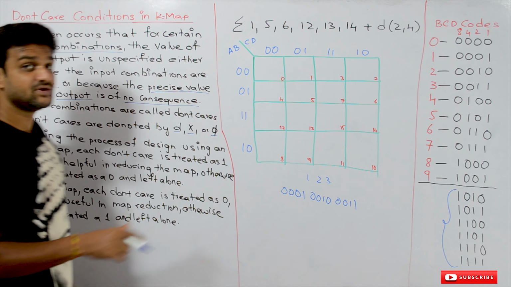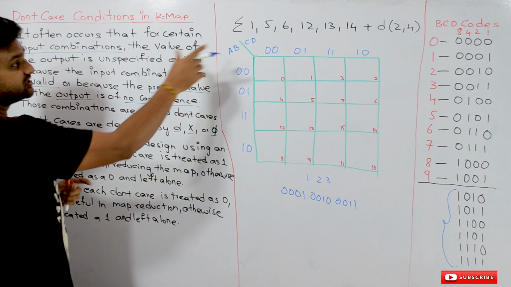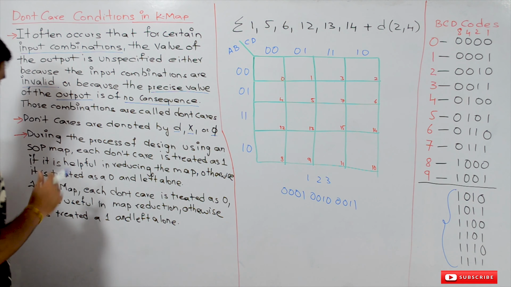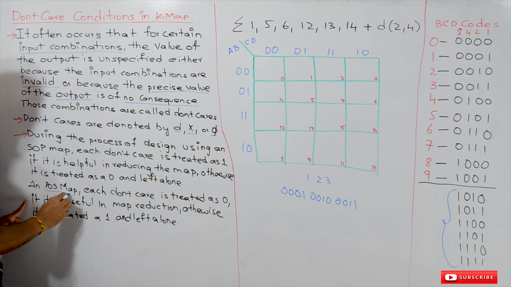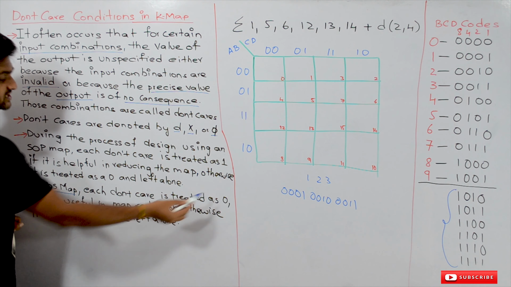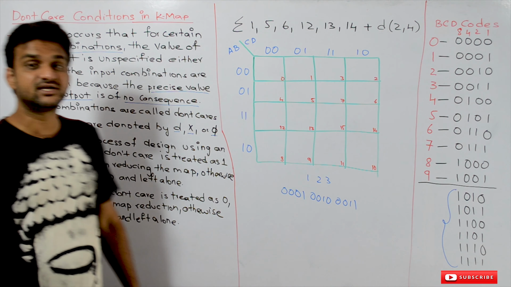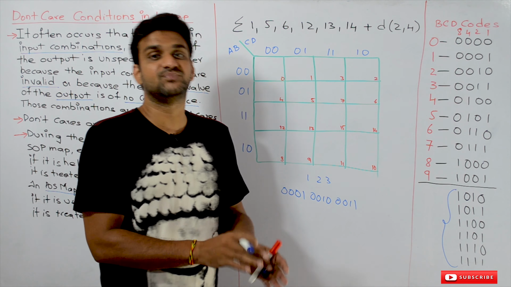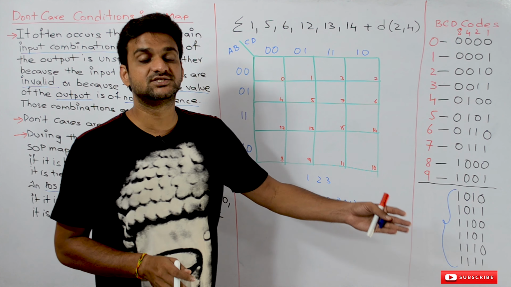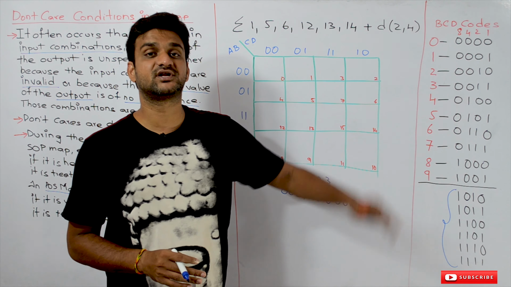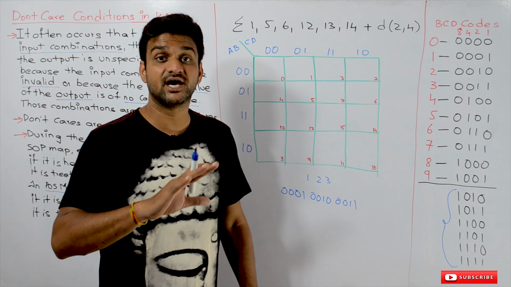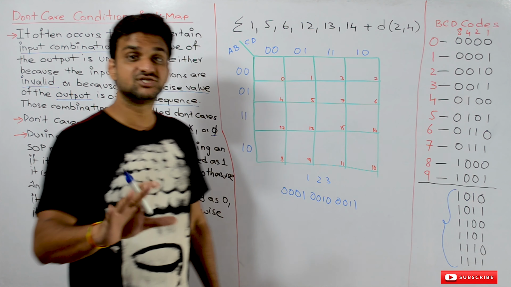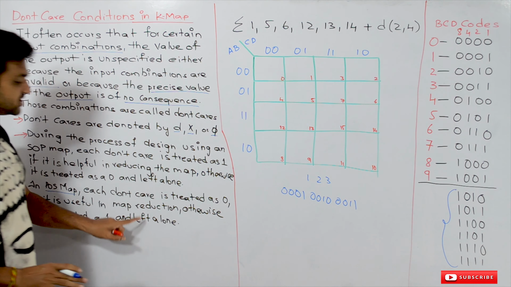In the case of POS, if it is a Boolean product of some map, each don't care is treated as 0. So if the don't care is helpful in simplification, it can be used as 0. If it is not helpful for reduction, they are left alone. They are not considered for minimization. This point is very important to understand.